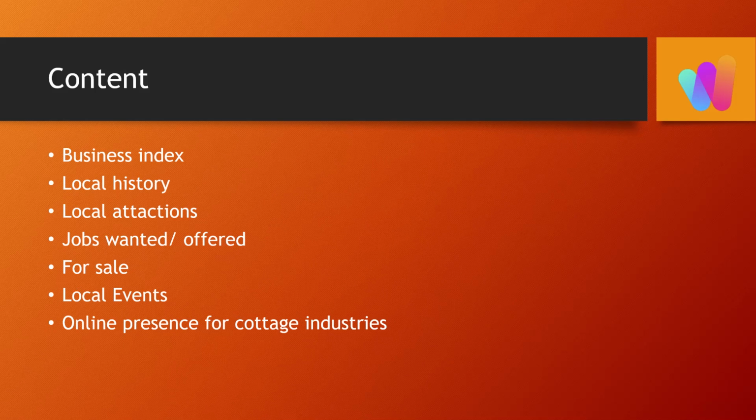We're going to have a bit of a for sale type page so that people can advertise items, typically second hand, for sale or wanted, or indeed for free. We're going to have a local events page where people can advertise local events happening in the locality, and ultimately we're going to be going on to providing an online presence for the many cottage industries in this area, with full e-commerce facilities available should they want them.